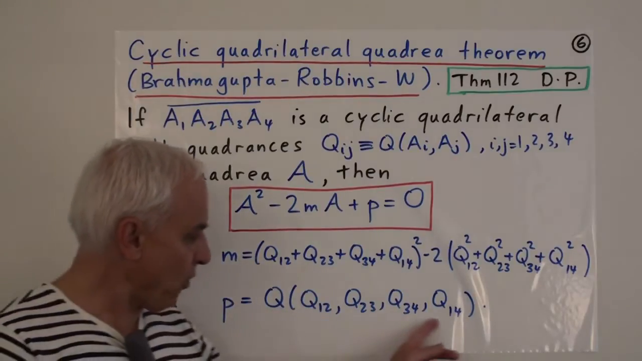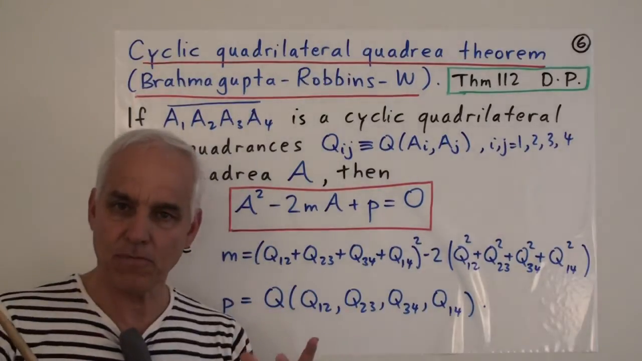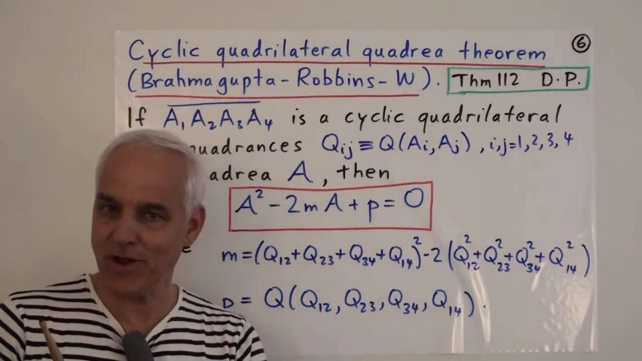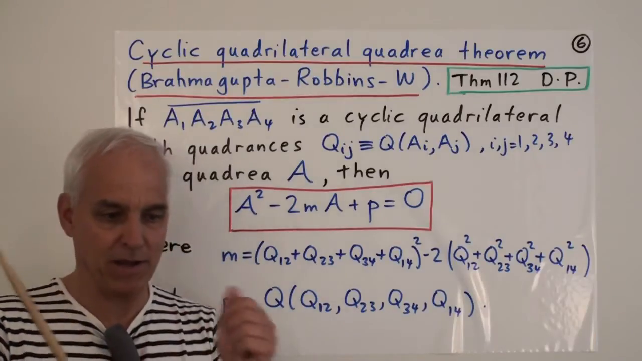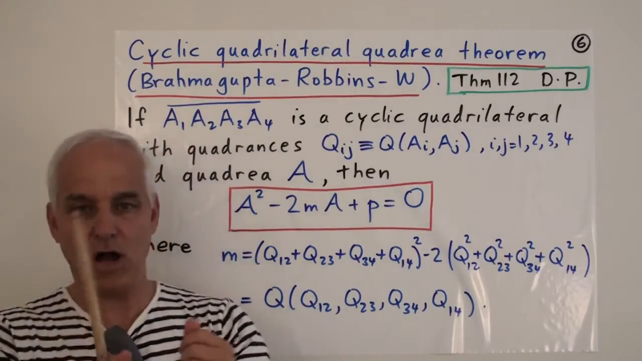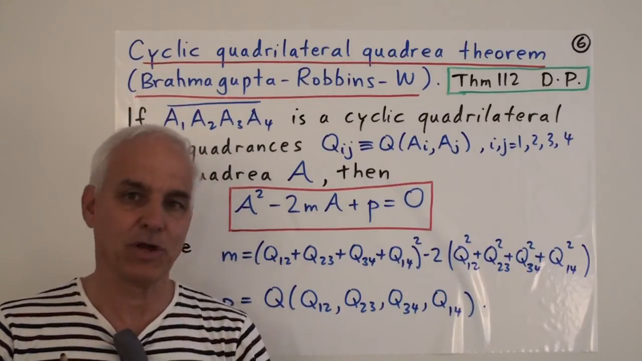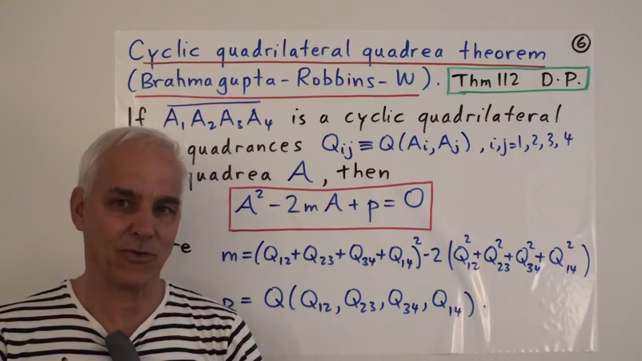If we're given four quadrances, surely there's more than just two possible cyclic quadrilaterals that we can cook up by rearranging these line segments in different ways, some convex and some non-convex. So let's have a little look at that. It's an interesting aspect of this story.